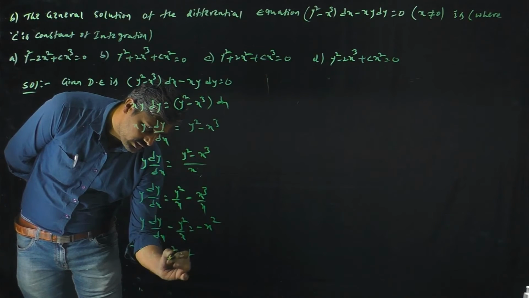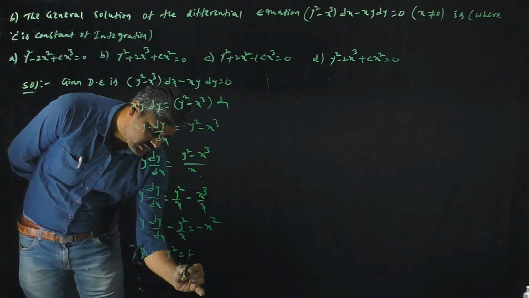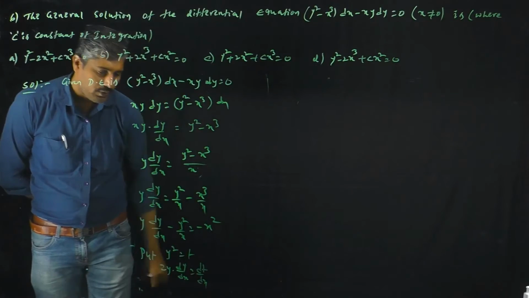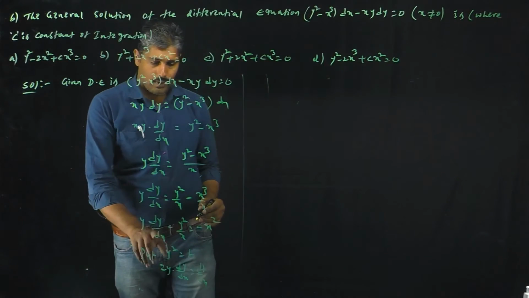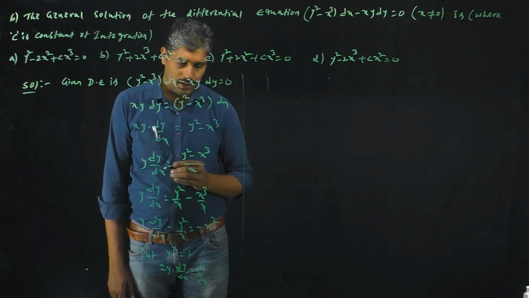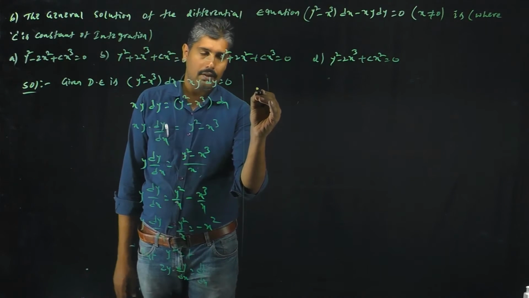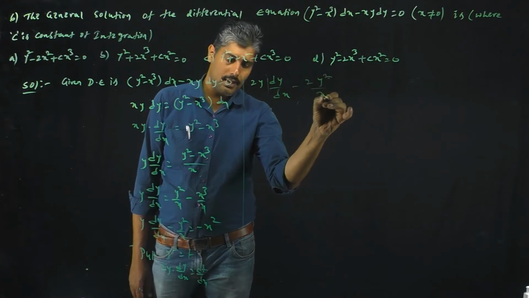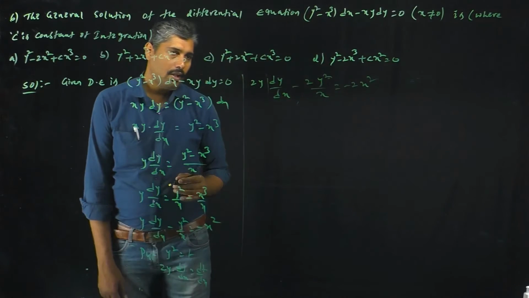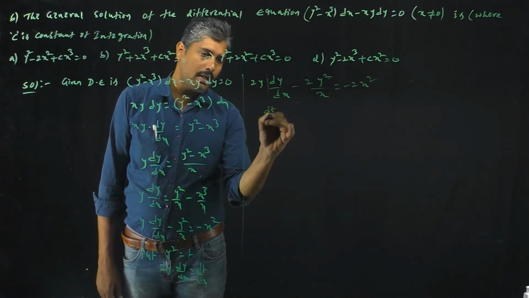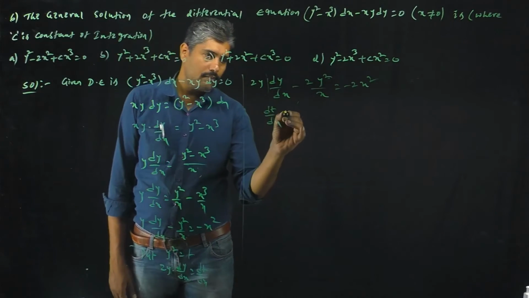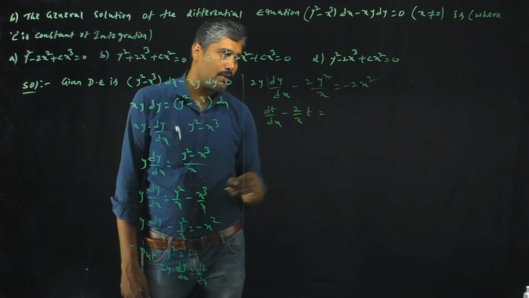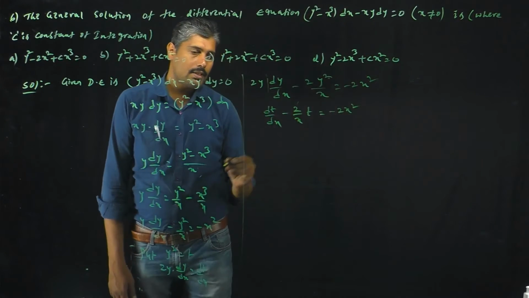With respect to x, we differentiate: 2y into dy by dx equal to dt by dx. Multiply with 2 on both sides in the equation, then we get 2y into dy by dx minus 2y square by x equal to minus 2x square. Then 2y into dy by dx equal to dt by dx, minus, in the place of y square we take t, that is minus 2 by x into t equal to minus 2x square. This is the linear differential equation.